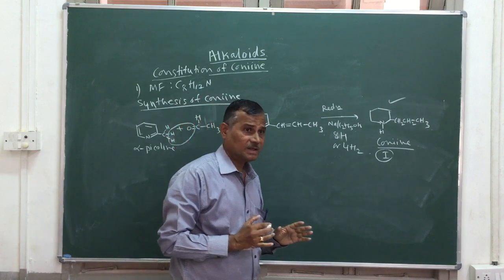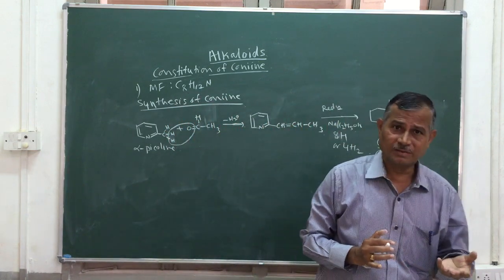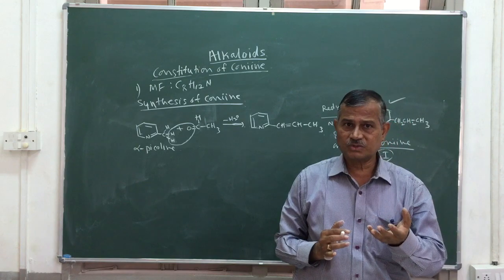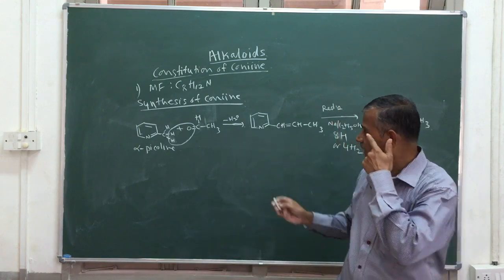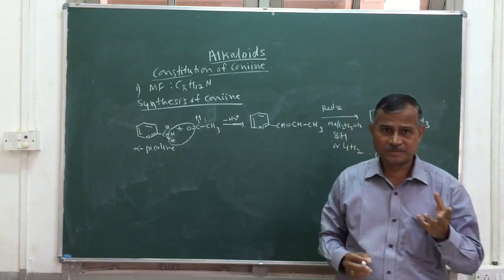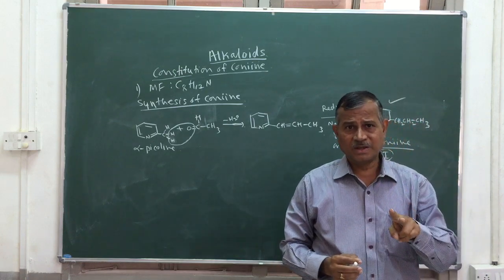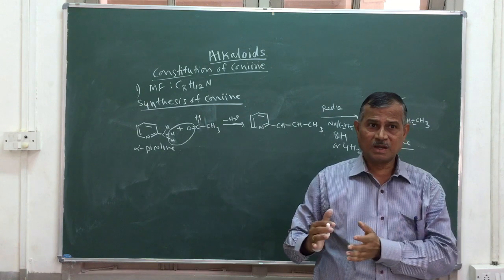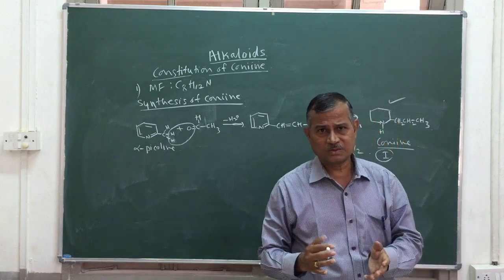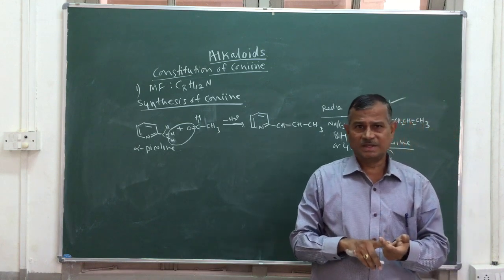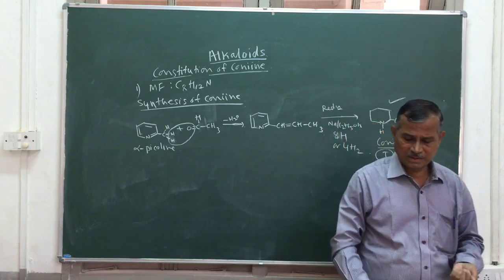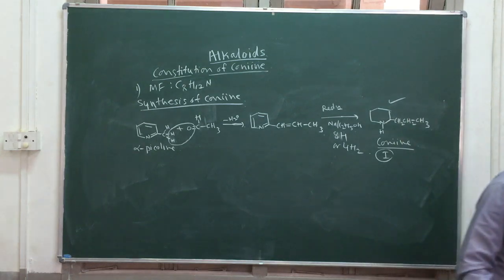So in the examination they may ask, discuss the constitution of coniine, for 5 marks. But sometimes they may also ask for 2 marks, give the synthesis of coniine. So this one alkaloid we have discussed, its isolation and also its constitution with the synthesis. So we'll stop here. We'll continue in the next period.